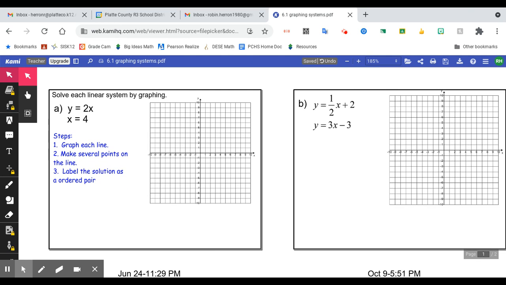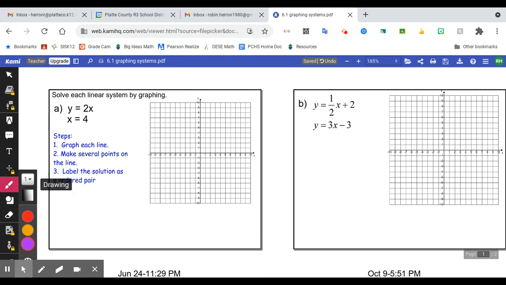Okay, so here's our first one. Y equals 2x. Now, you're noticing that this one is our slope, but it doesn't have a b out here. So if it doesn't have one, hopefully you remember, that means it's 0. So I start at the origin with 0.